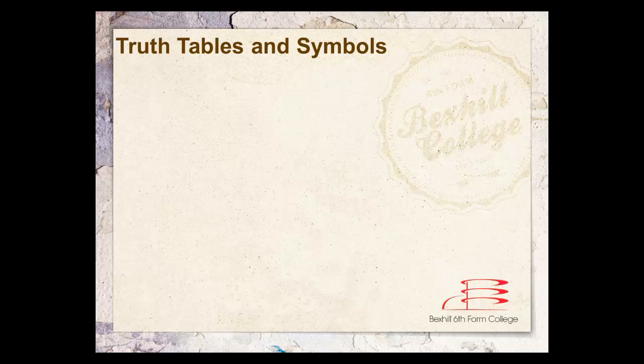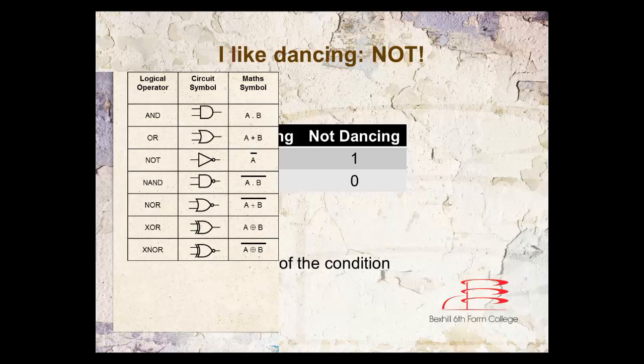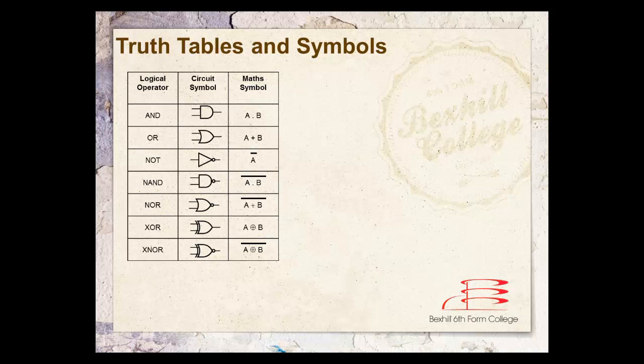Truth tables and symbols. We have two types of symbols you've got to worry about: circuit symbols and mathematical symbols. And you're going to look at both of those. An AND looks like a D. That's the easy one to remember. A straightforward D with two inputs and one output. Notice these are the inputs on the left, the outputs on the right.